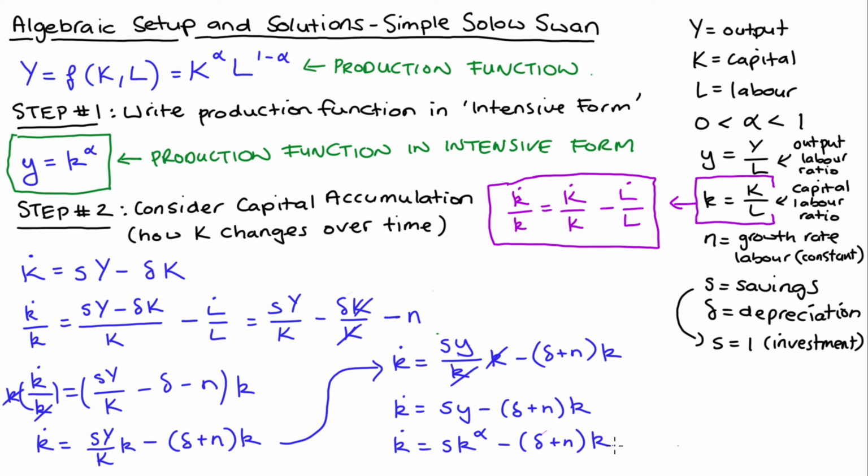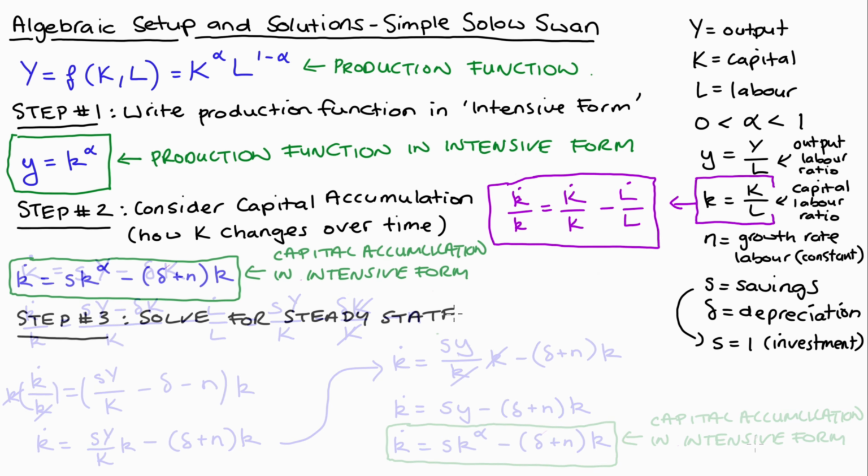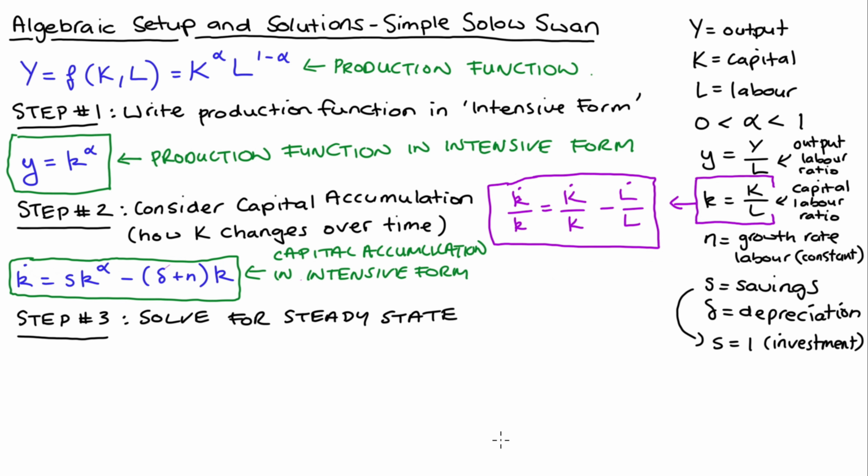So I can substitute that in, and I get k dot is equal to s times k to the power of alpha minus delta plus n multiplied by k. And now we have our capital accumulation in intensive form, so all of our variables are per capita. All right, so the next step is to solve for this simple model, and in the steady state, which is our equilibrium outcome in this model, the change in the capital to labor ratio is equal to 0. So k dot is equal to 0.